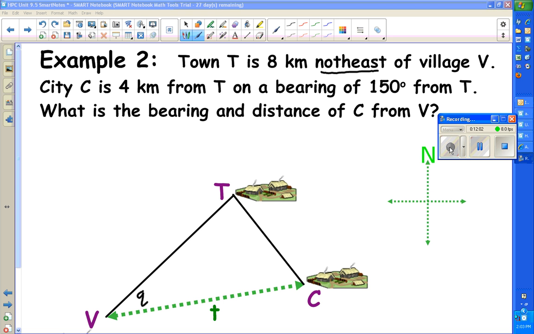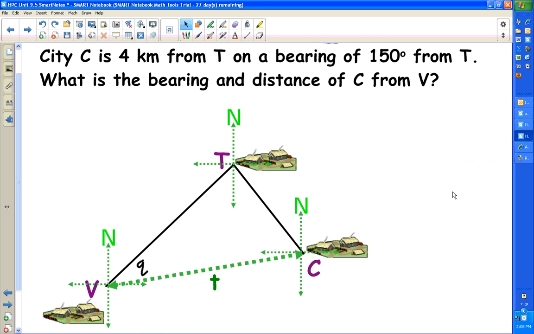All right, this one's set up again picture-wise for you. See if you can find the bearing from C to B. So what can we put in so far? Okay? How far? From T to C is 4. What else? Yeah, the given information is good.